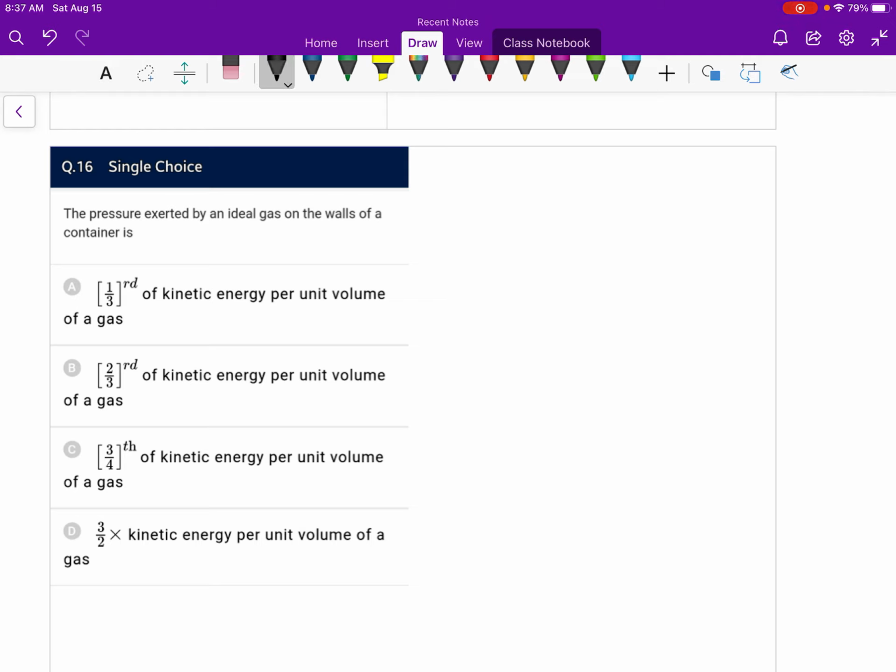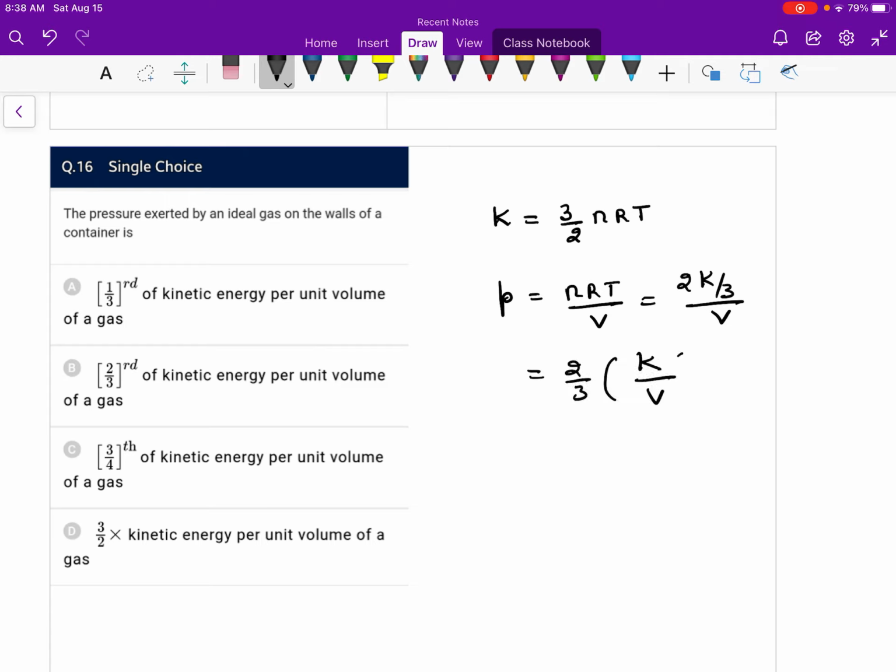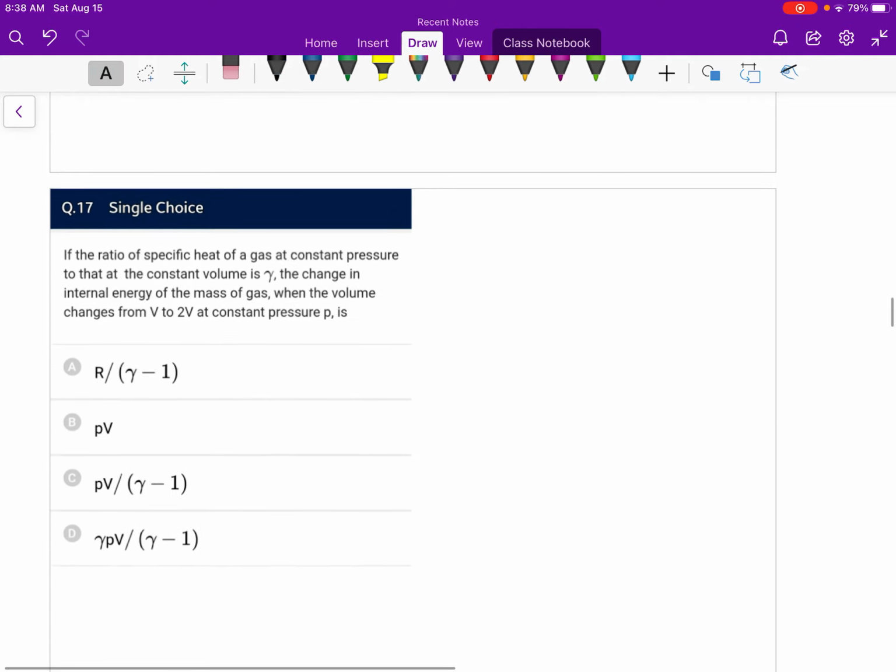Okay, so we know translational kinetic energy is 3/2 nRT, 3 degrees of freedom. So for n moles, translational kinetic energy is 3/2 nRT, and P is nRT by V. So that is 2 capital K by 3 upon V. So 2/3 of translational kinetic energy per unit volume.